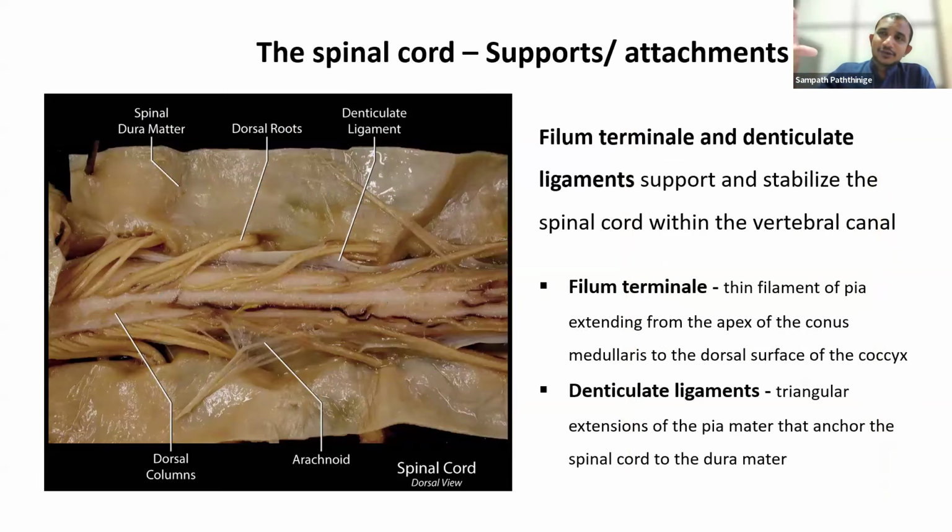Still on the gross anatomy of the spinal cord, we learned that the spinal cord is attached to the coccyx through the filum terminale, which is an extension of the pia. And there are other extensions of the pia mater which hold the spinal cord to the adjacent vertebrae, right? Those are known as the denticulate ligaments. These structures are important to keep the spinal cord stable within the spinal canal of the vertebral column, right?